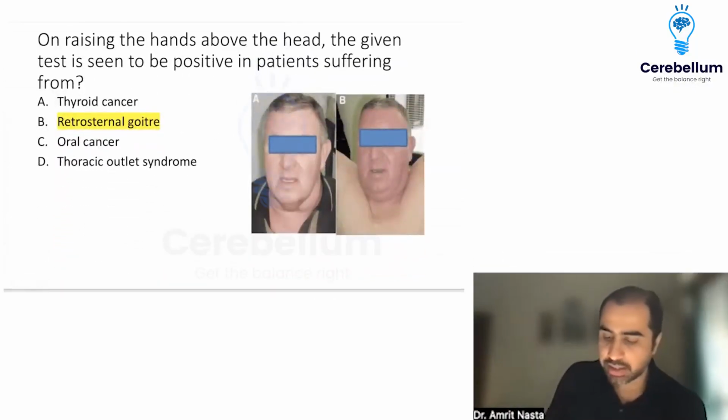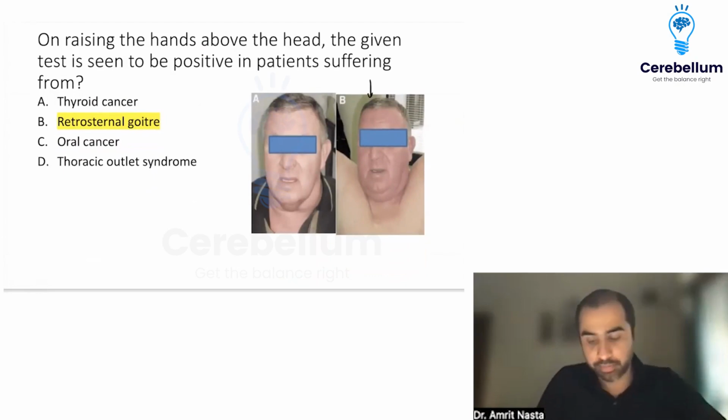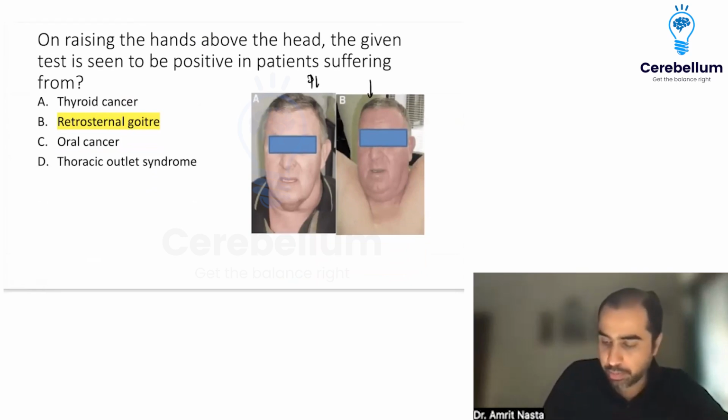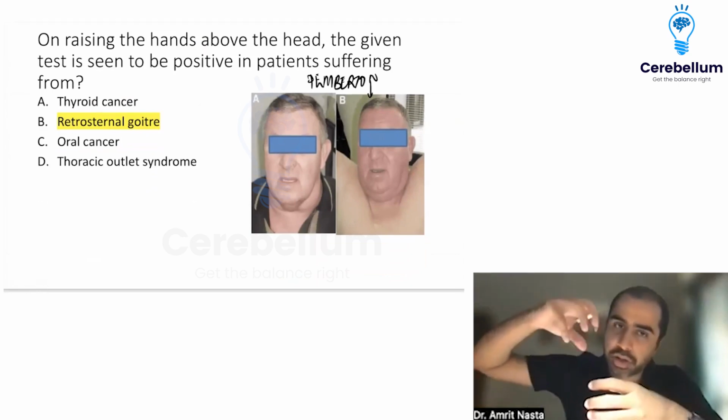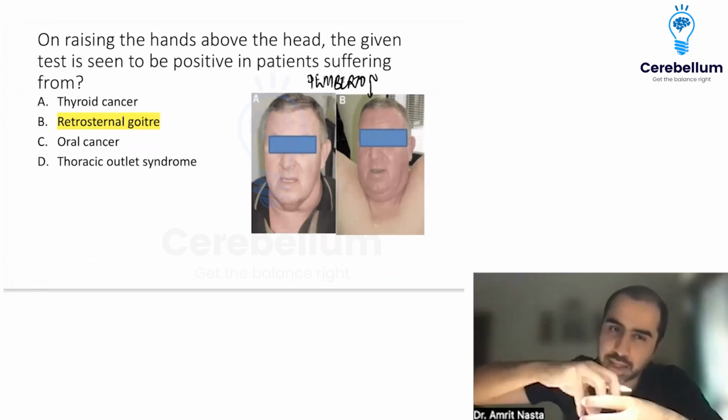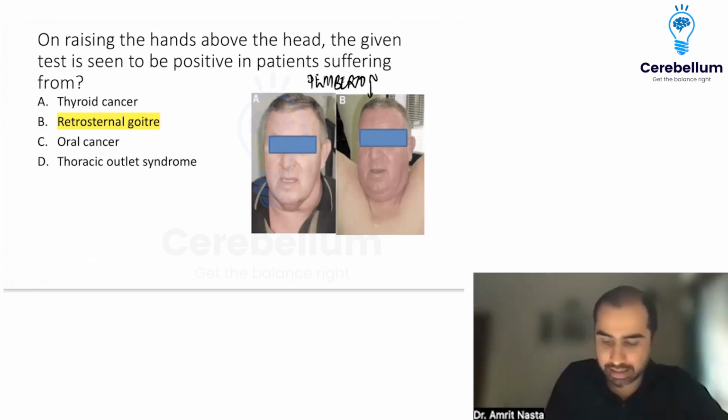On raising the hands above the head, this is seen. What is this? The person is having. Yeah, excellent. This is called Pemberton sign. So on raising the hands above the head, his face is becoming congested. That is because the retrosternal goiter is compressing the SVC in the thoracic inlet. So this is going to be retrosternal goiter.